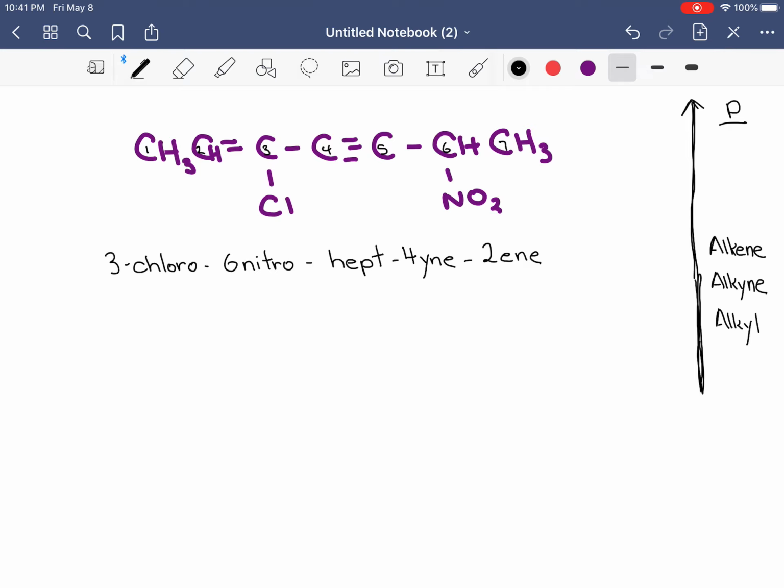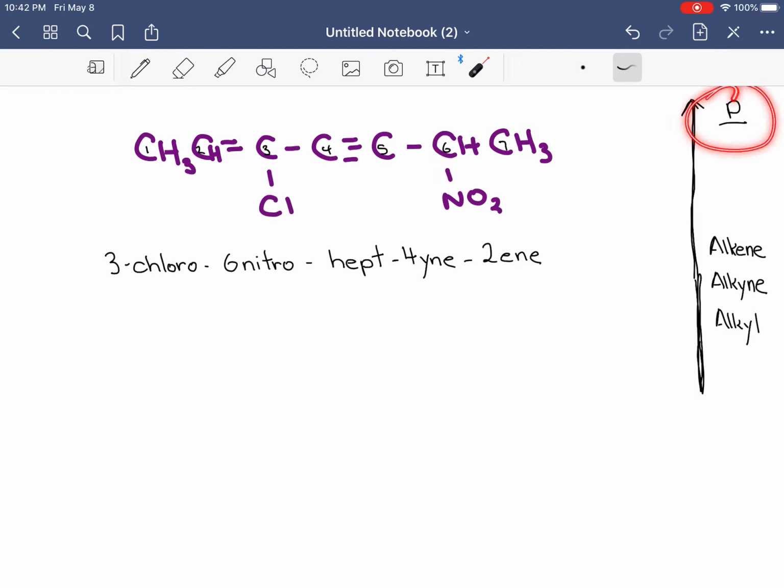Now, let me ask you a question. Why did we do yne first, then ene? The answer is very simple. We always end our molecule with the most important group, right? When there's an alkene, the regular alkene we saw last week, we named it ene. We don't name it ane. When we had an alkyne, we name it yne. We don't name it ane.